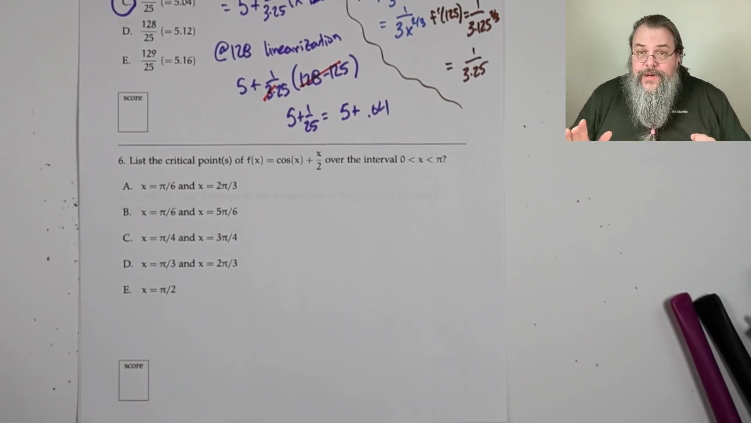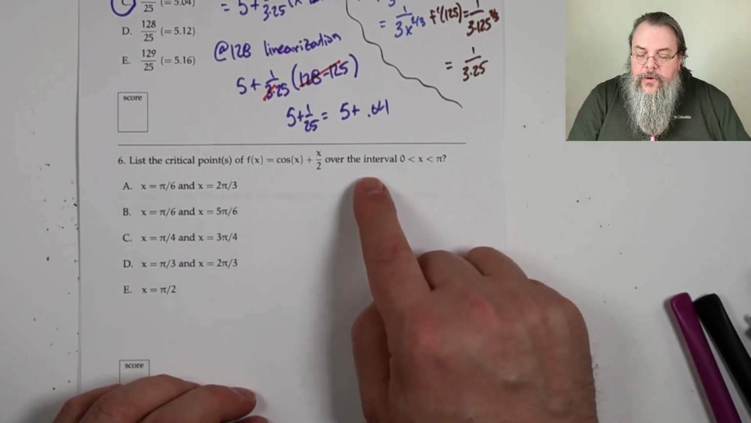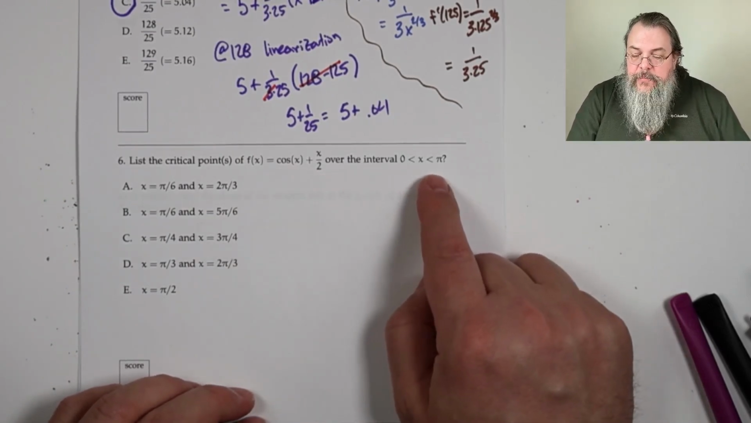Number 6. List the critical points of f of x equals cosine of x plus x over 2 over the interval 0 less than x less than pi. And it says a question mark.